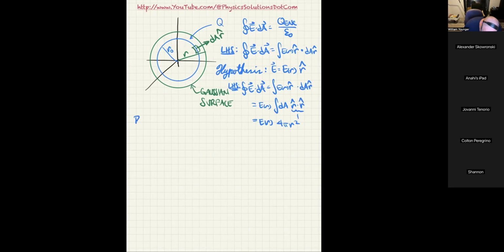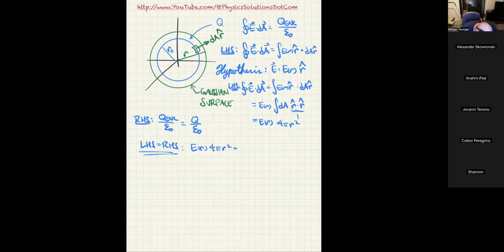Now we do the right-hand side, and the right-hand side is just Q enclosed over epsilon naught. Well, the total charge enclosed is Q, so I'm just going to write Q over epsilon naught. Now I set left-hand side equal to right-hand side. That gives me E of r times 4 pi r squared is equal to Q over epsilon naught. And this, of course, is just for the area for r greater than r0.